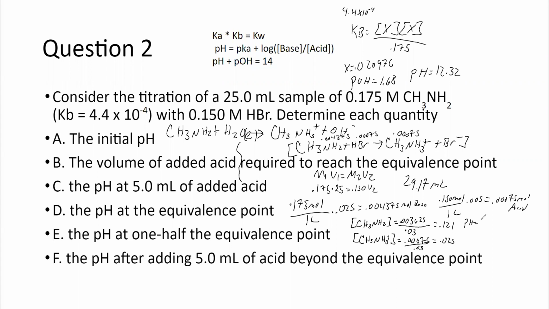pH equals pKa plus the log of base divided by acid concentration. So I just got the base divided by acid concentration. I don't have a pKa, but I do have a Kb. And Kb times Ka equals Kw. So Kw is 1.0 times 10 to the minus 14th. Our Kb was 4.4 times 10 to the minus 4. So let me find out what my Ka is.